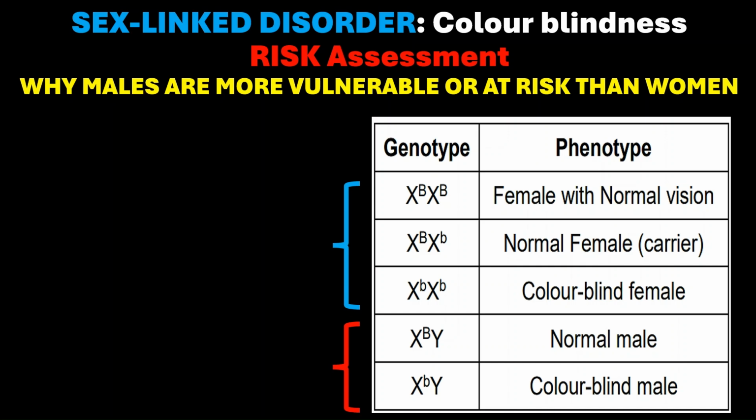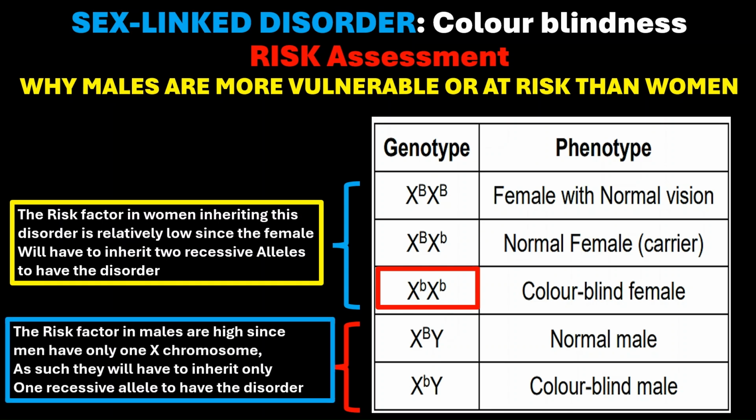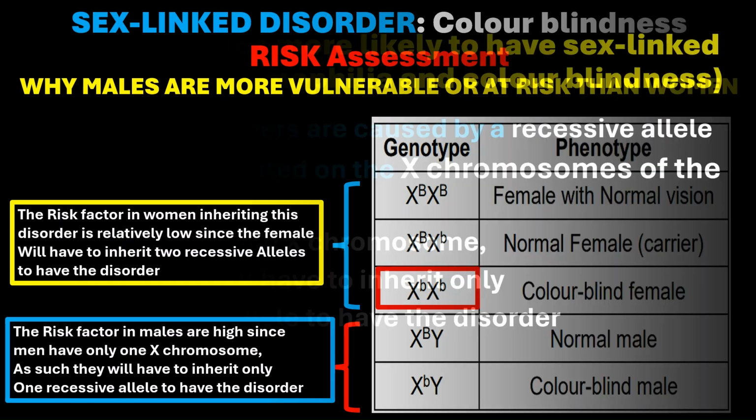So there's a 50-50% chance, as compared to the female, where there is a 33.3% chance, or 1 out of 3, of being normal, 1 out of 3 of being a carrier, and 1 out of 3 of being colorblind. So the risk factor in women inheriting this disorder is relatively low, since the female will have to inherit two recessive alleles to have the disorder. Whereas the risk factor in males is high, since men have only one X chromosome. As such, they'll have to inherit only one recessive allele to have the condition.